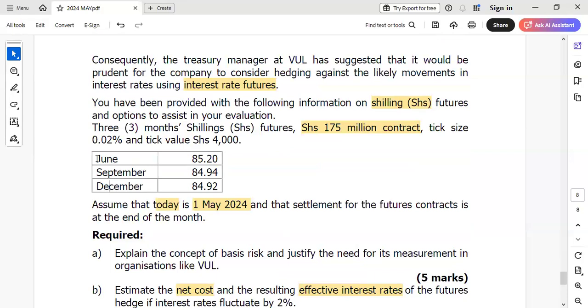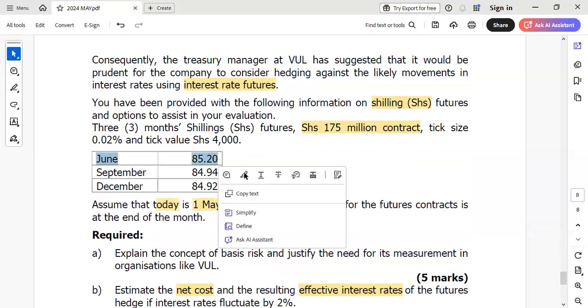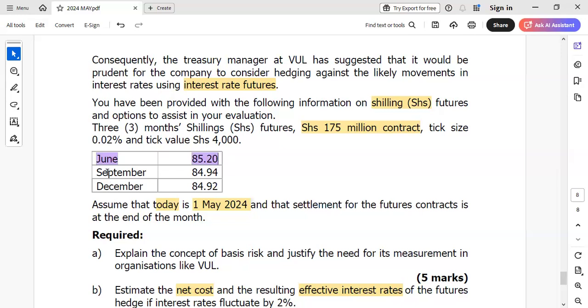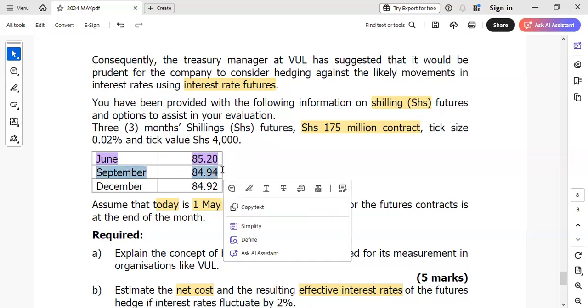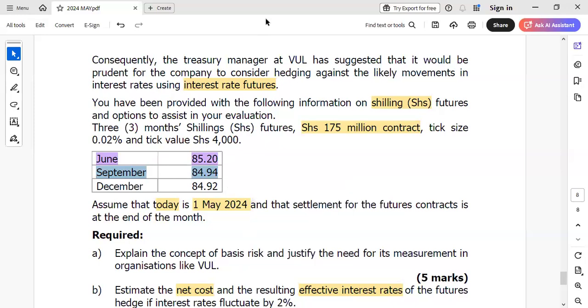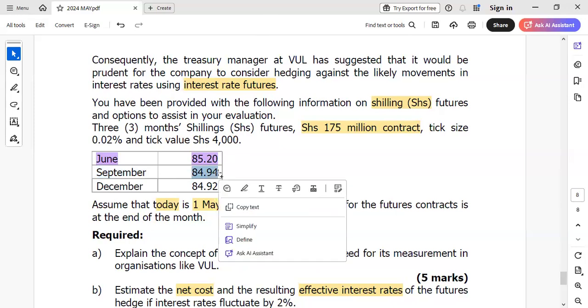This one has already expired. By the time you transact, this one has already expired. This one has already expired. So the next one to expire after the transaction date is September. It's the one to expire first. So it means that this company will need to enter into the September futures contract. And the moment you enter into the September futures contract, automatically this one will be your opening futures price.